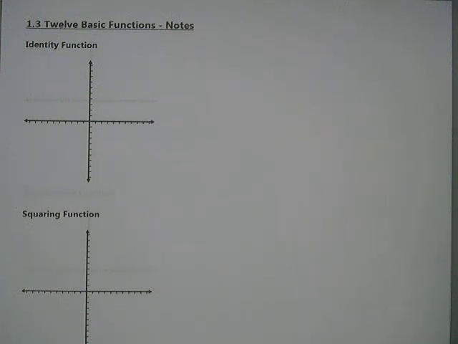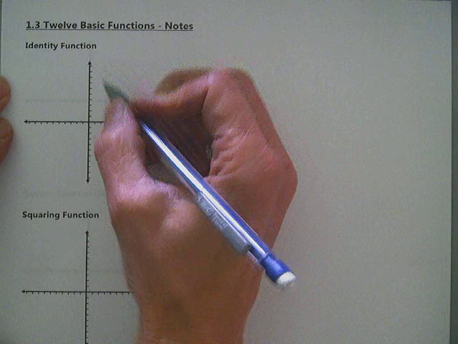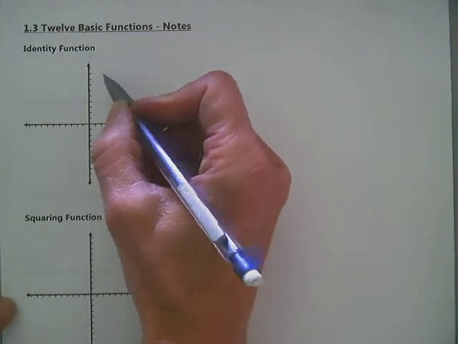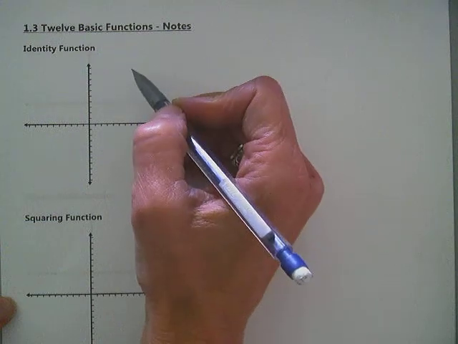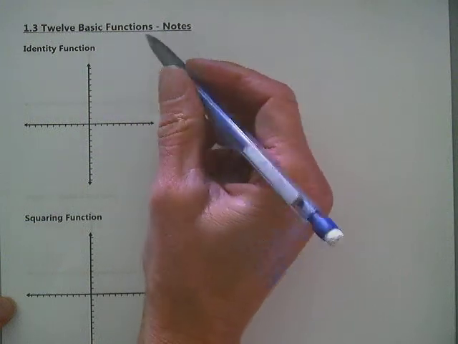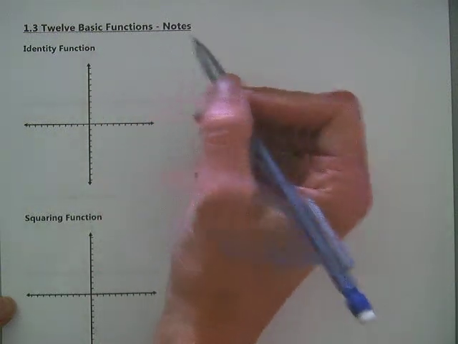Walk in. All right, so today we're doing 1.3, the 12 basic functions. Here we go. What we're going to be doing is all of these functions, all 12 of them. That is what the basis of this class is all about, exploring each one of these. It really is. Okay, the first one, identity.